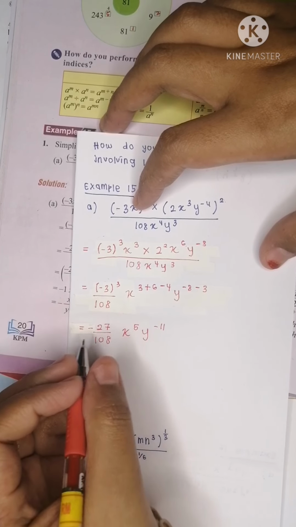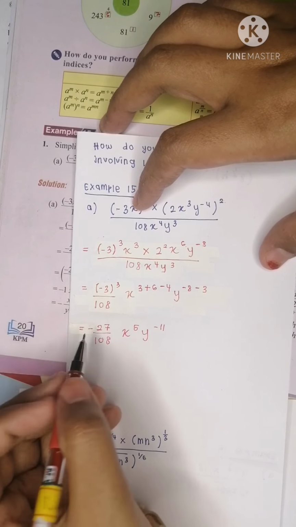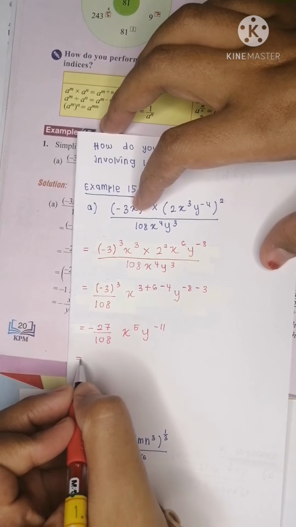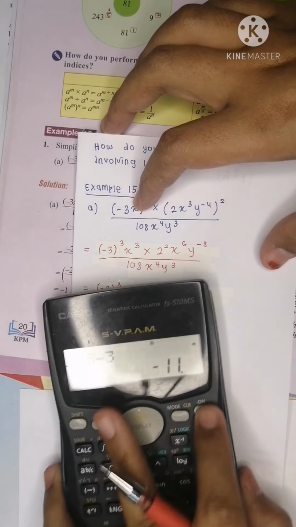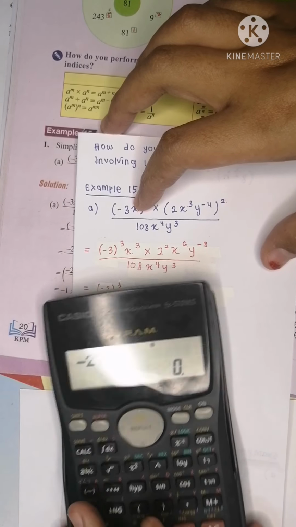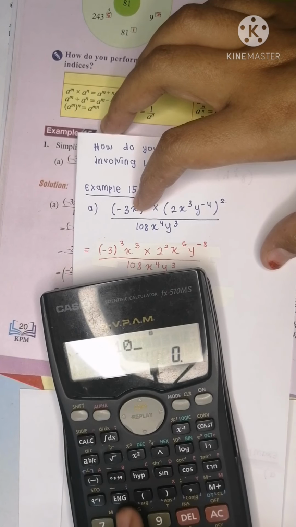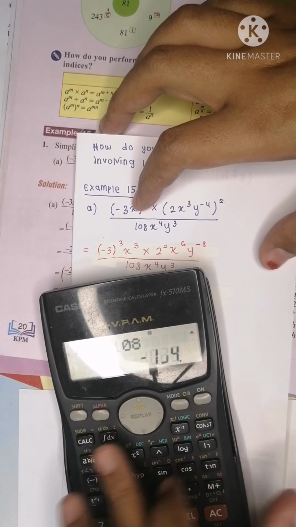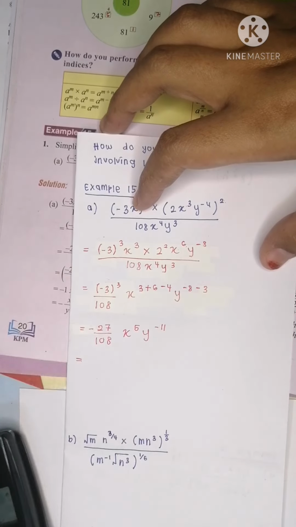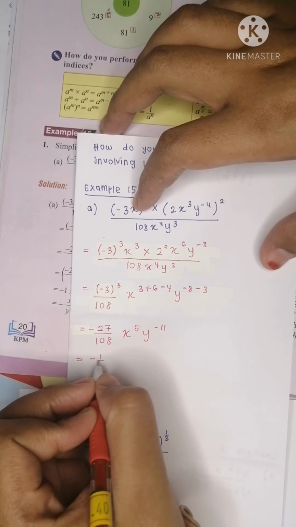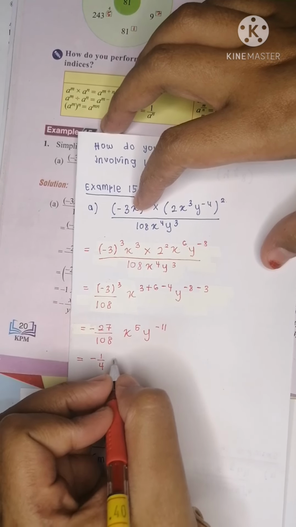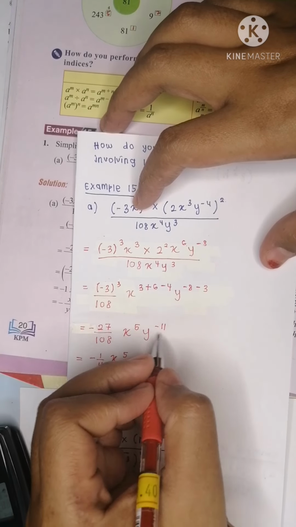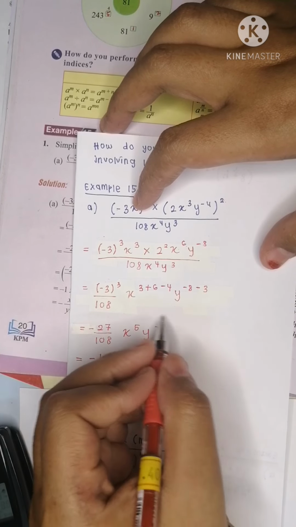So this is not simplified yet. Look at this one. Can we simplify this one? Negative 27 divided by 108. So your answer will be negative 1 over 4. So negative 1 over 4, x to the power of 5. And then now, this is the negative index form, right?